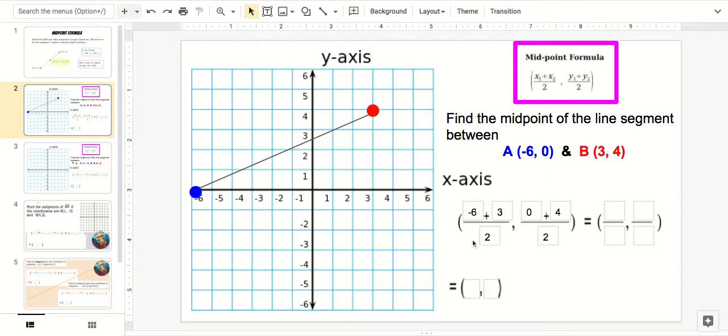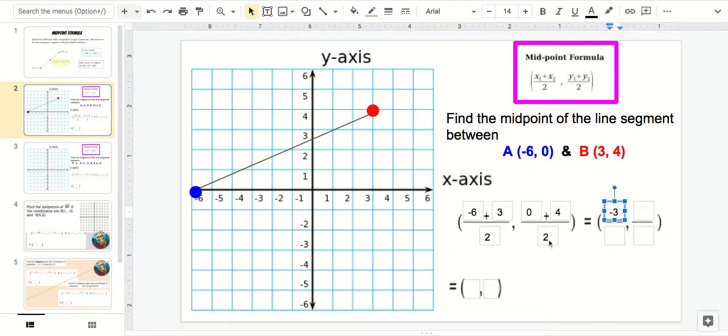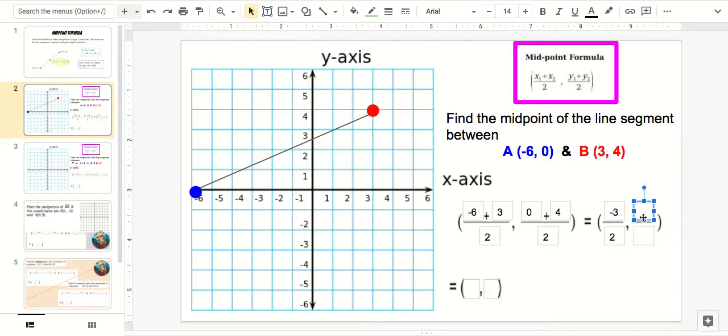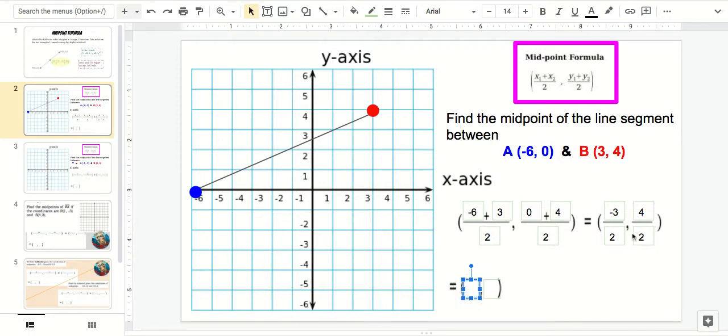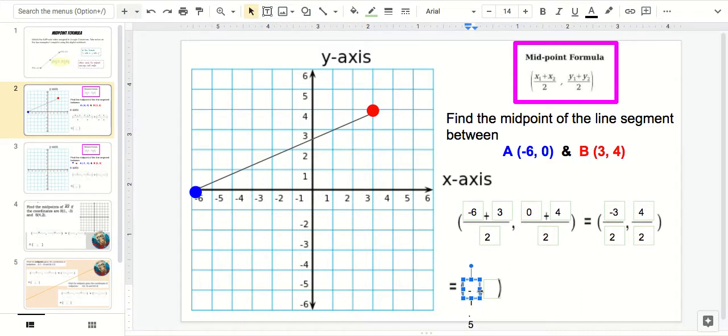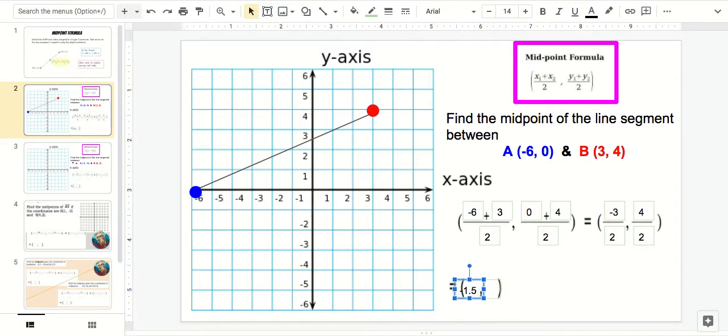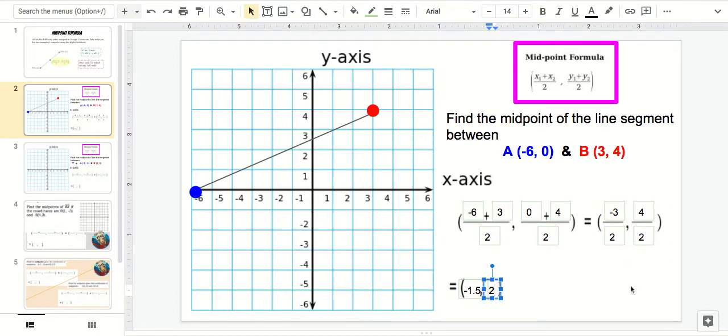So let's start to simplify our x values. -6 plus 3 is -3, and we're also going to have to divide that by 2. Our y values are 0 and 4, which is 4, and we're also going to have to divide that by 2. Simplifying my x values, I end up with -1.5. You can use a calculator for that if you're not good with fractions. But my x value is -1.5, and my y value is 4 divided by 2, which is just 2.